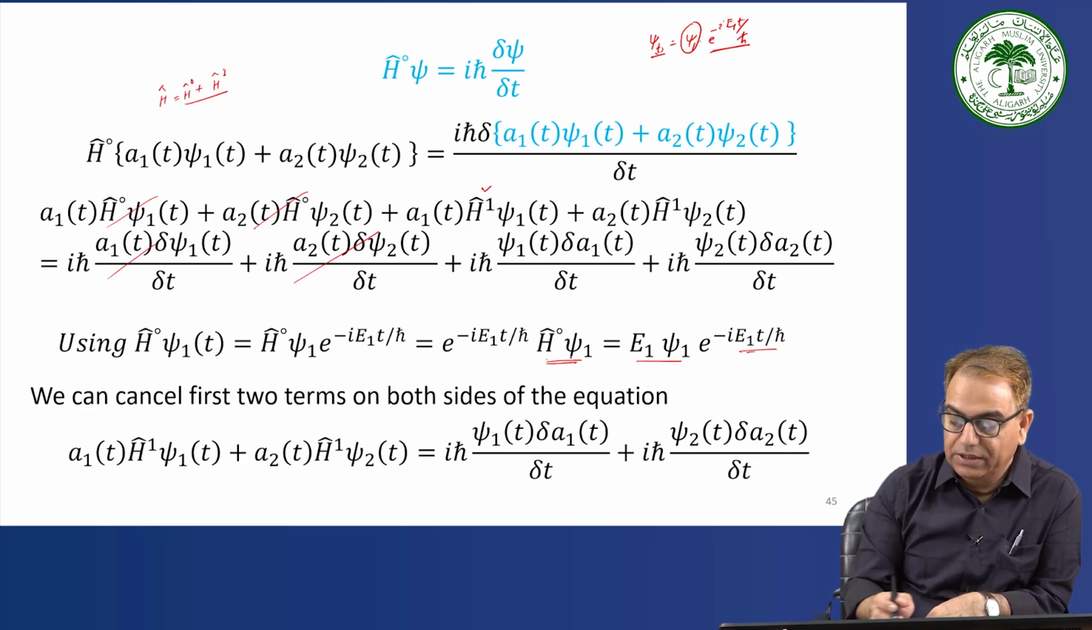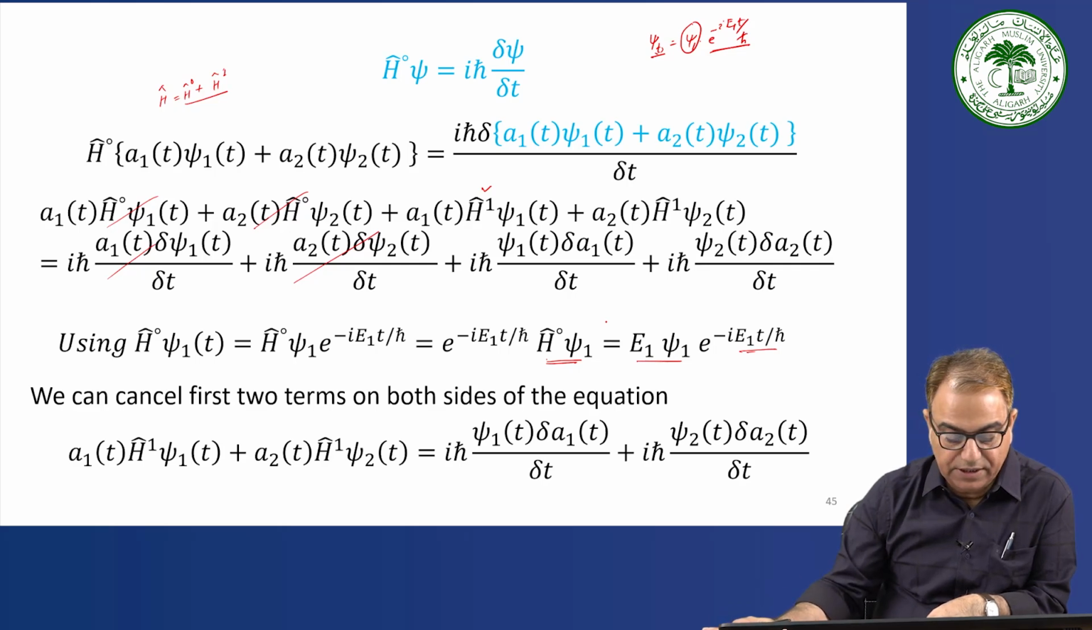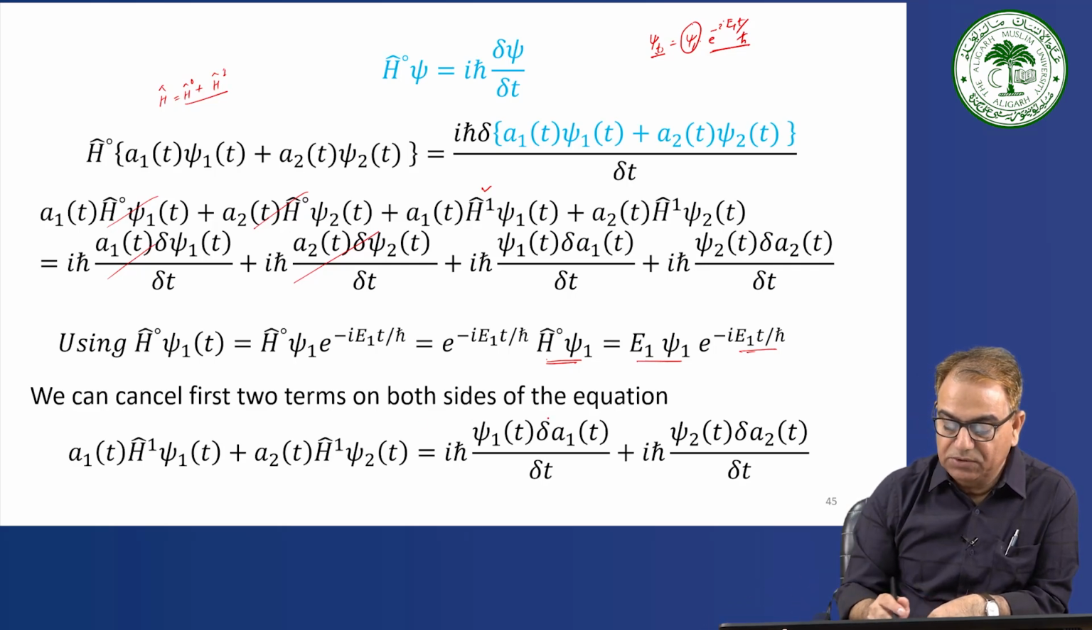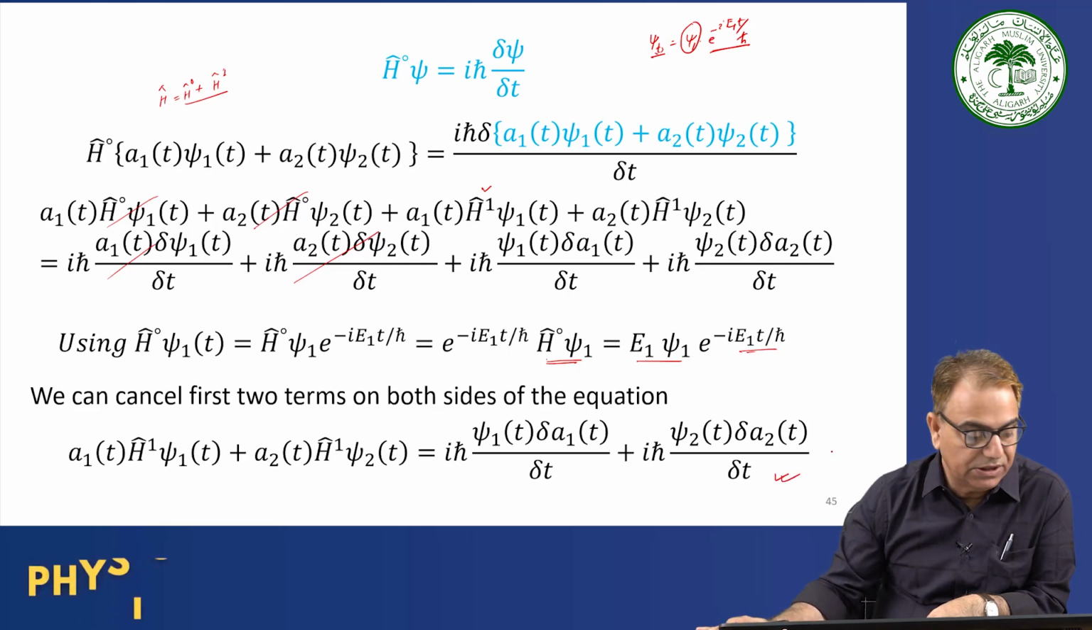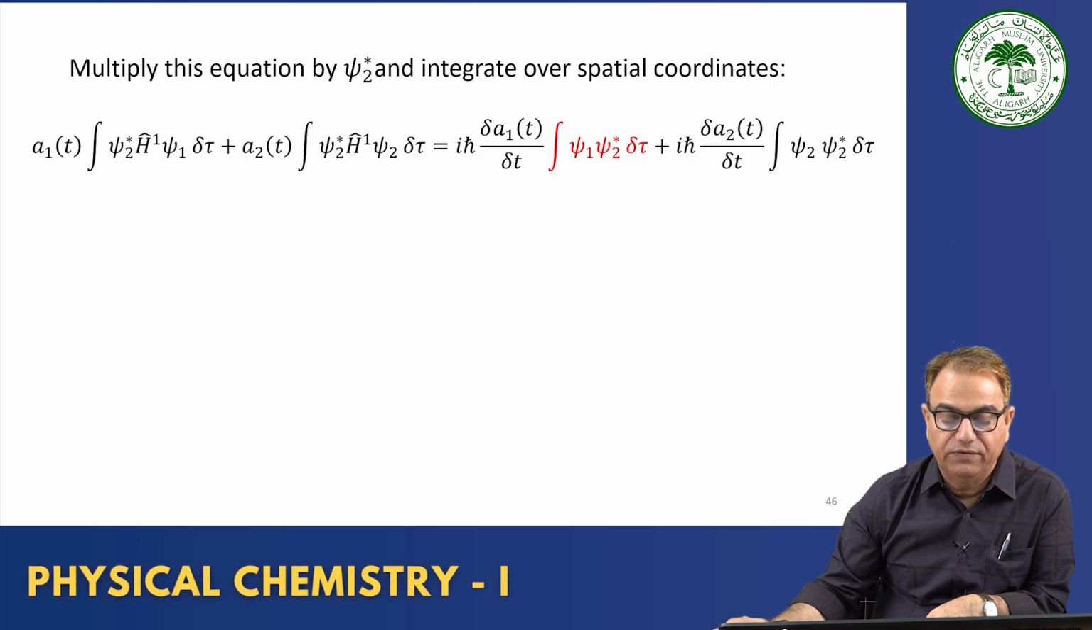Okay, you can see if you equate this one, you will get this one. So we can cancel the first two terms on both sides of the equation. We have this equation. Now from this equation, multiply this equation by psi 2 star and integrate over spatial coordinates. Integrate over spatial coordinates. So what will you get?